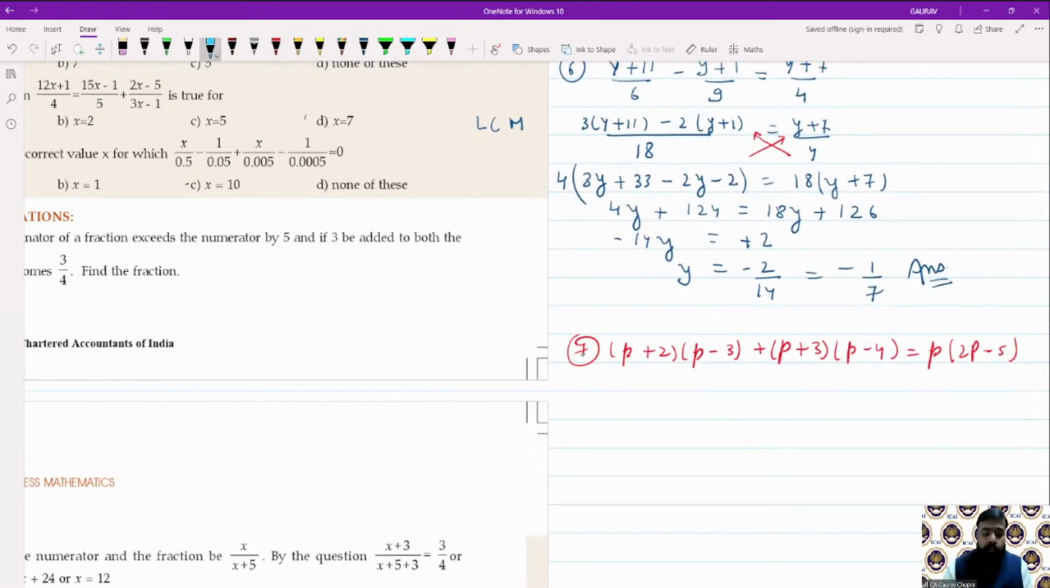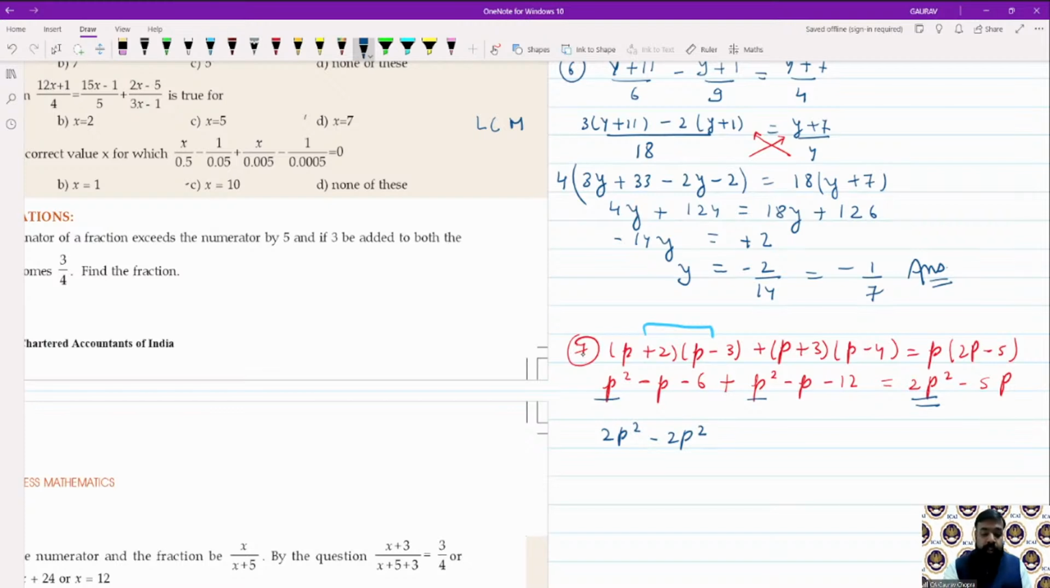So let us multiply the brackets here. We are getting P square minus P minus 6 plus P square minus P minus 12 equal to 2P square minus 5P. Now bringing all the variables on the left hand side. So P square plus P square will become 2P square, and on the right hand side also we are having 2P square, so it will come on the left hand side.